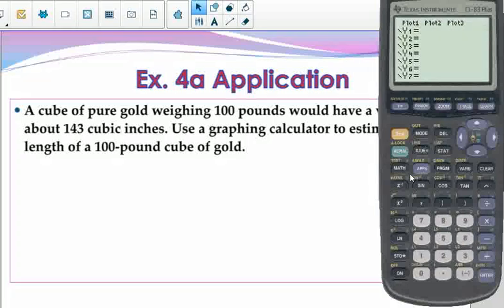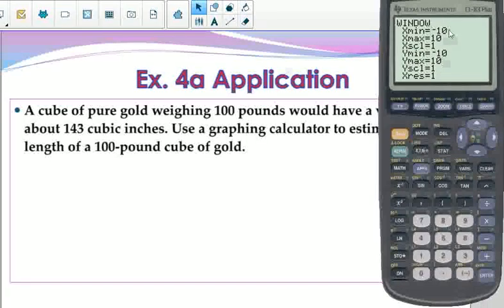And so since I'm dealing with cubic inches, that means I'm finding volume. So my equation is going to be y equals x cubed, so x raised to the third power. Now if I were to graph this, you can see my graph here. But since I'm trying to find 100 pounds, I have to go all the way to 143. This isn't going to show me where 143 is, so I need to change some things on my window.